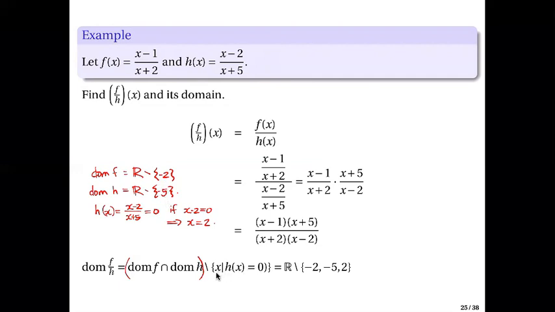For this guy here, we also remove all the x that will make h of x equal 0, but h of x equals 0 when x equals 2. Which means the domain of f over h is the set of real numbers, you remove -2, -5, and +2. That's why you have that +2 there.